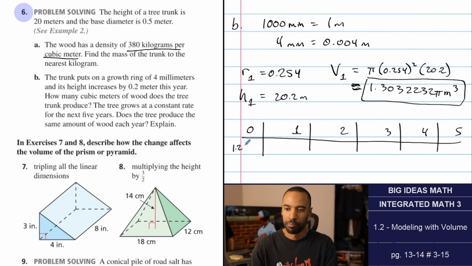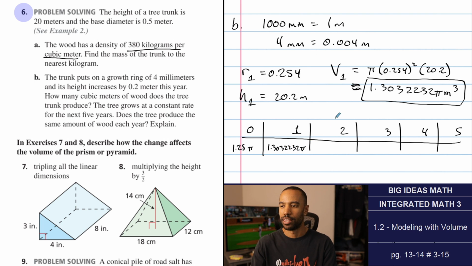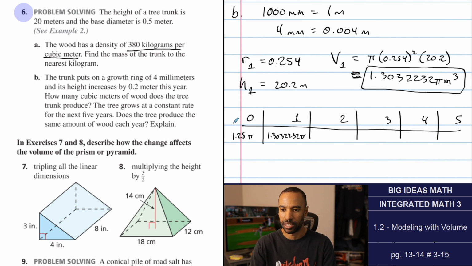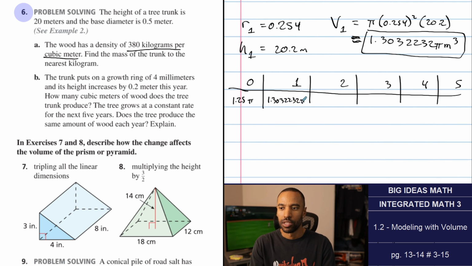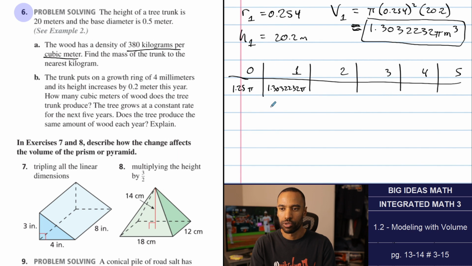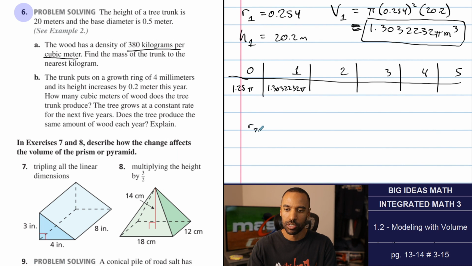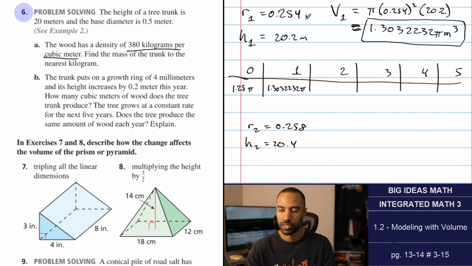So this was 1.25 pi. This is 1.30322232 pi. This is all in cubic meters, if that makes sense. So we have to do this a few more times, right? So for year 2, we're going to be adding another 0.004. Okay, I'm just going to write this one more time. Like R sub 2 is 0.258. And height of object 2 is 20.4 now, right? As far as how that works, this is meters and meters.